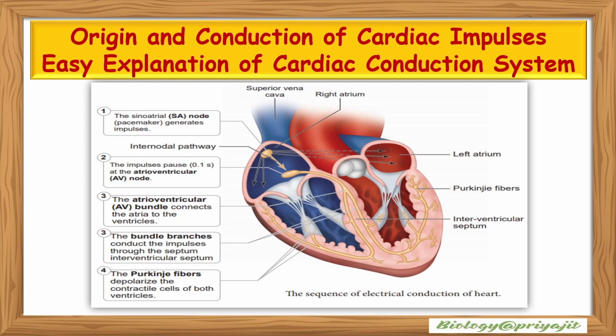Today we are going to explore the origin and conduction of cardiac impulses, the fascinating system that keeps our heart beating rhythmically. To understand this, we will trace how the sinoatrial node or SA node, the atrioventricular node or AV node, bundle of His and Purkinje fibers work together to generate and conduct impulses. This coordination ensures the heart contracts in a perfect sequence, pumping blood efficiently throughout the body.